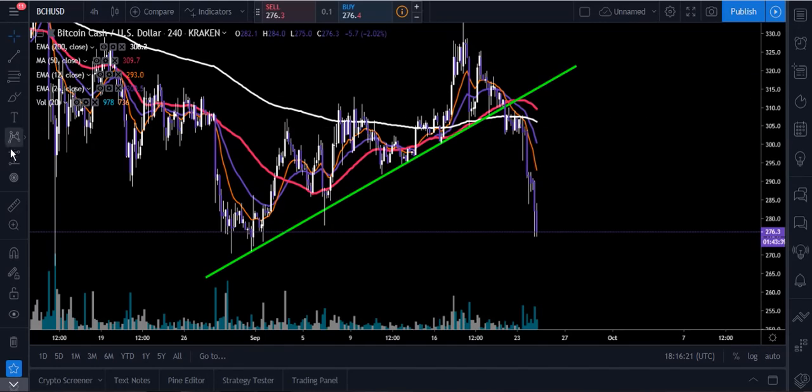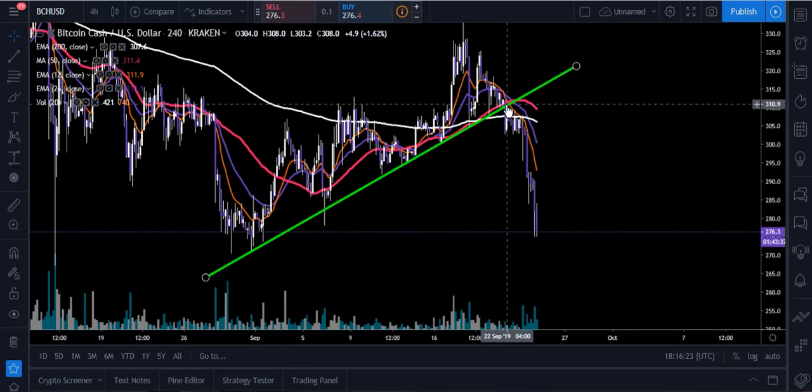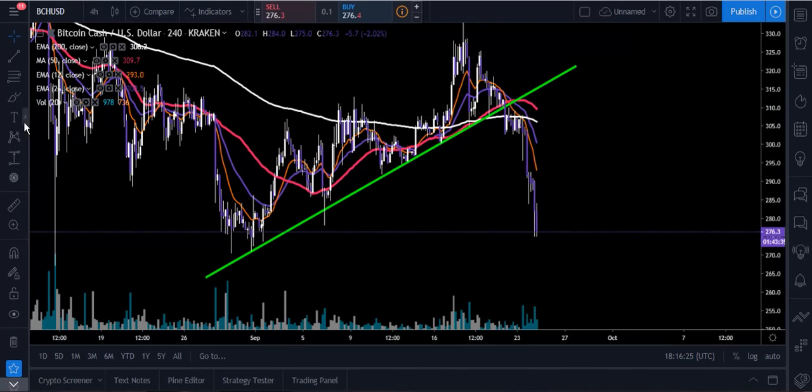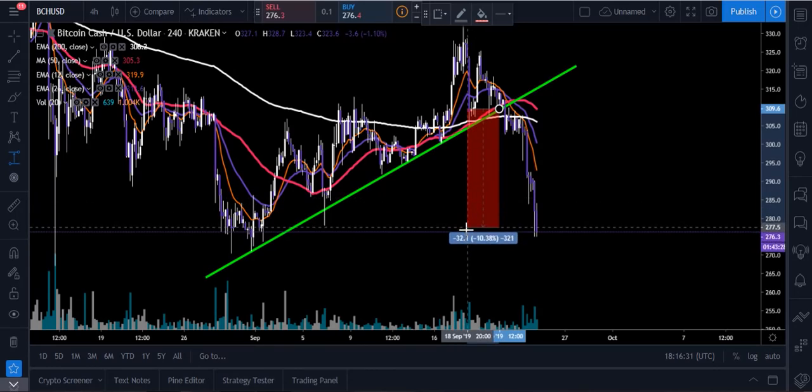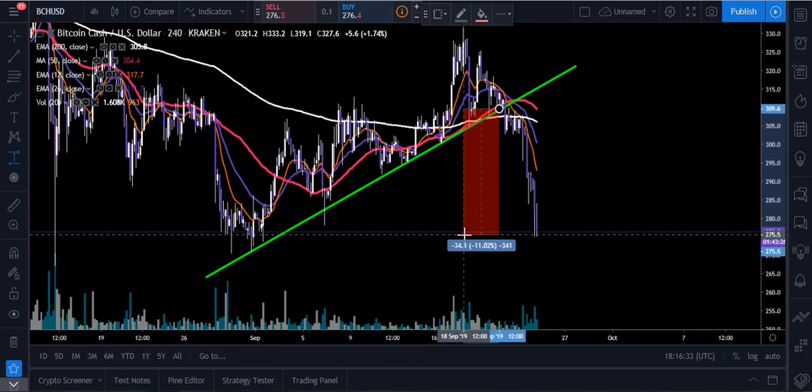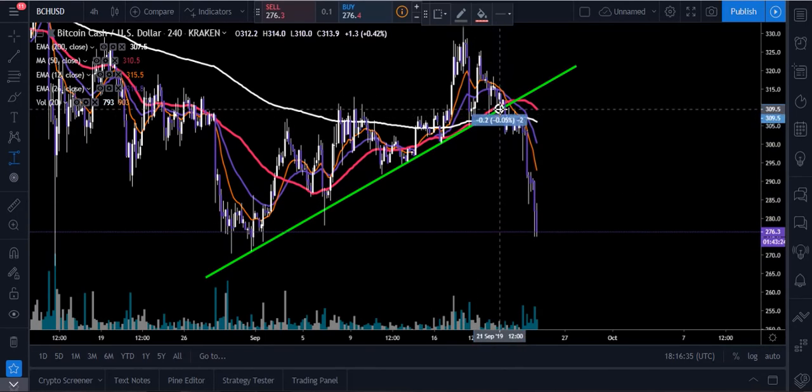But right here, take a look at this loss, guys. If you would have sold once we broke down through here on that long day candle, let me grab our price range tool. Okay, from the initial break all the way down, you're looking at about 11%. So that's a beautiful play right there, guys.